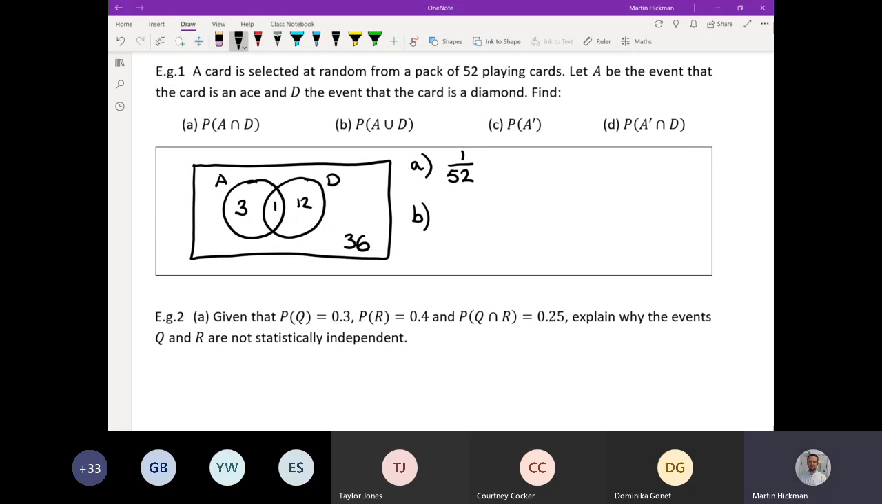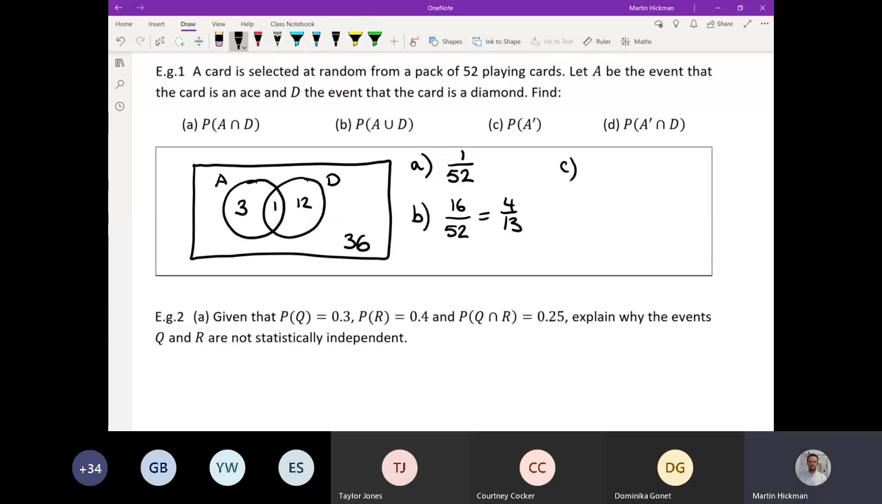For B, this is the probability of A or D happening. So either you get an ace or a diamond. It doesn't have to be both. And this would just correspond to all the numbers in the circles here. So it's the 3, the 1, and the 12. I would add that all together for 16. And I've got my 52 outcomes. So that's the same as 4 over 13. All that means is you've either got an ace or you've got a diamond, or it could be both. So it's just all those numbers in the circles there that I add together.